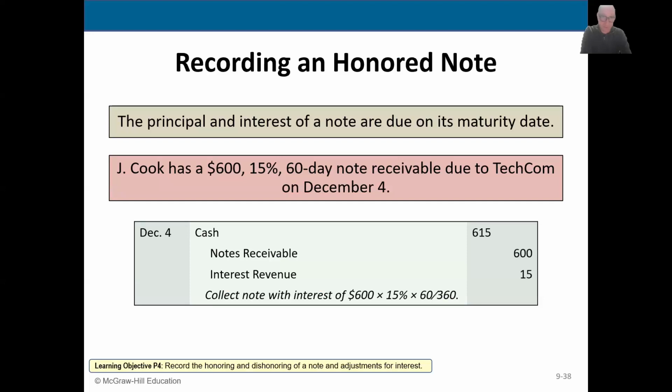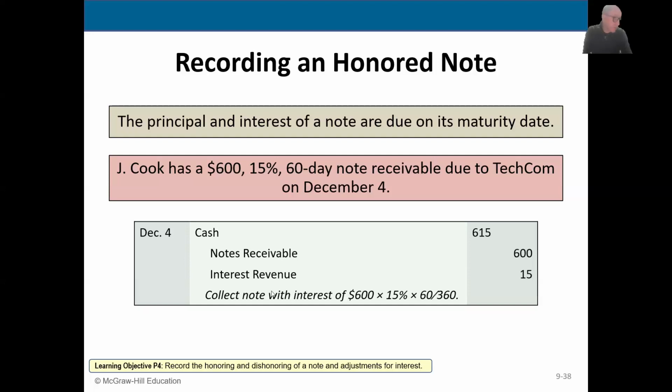I debit cash $615. Why $615? Because of interest, right? $600 times the 15%, or 0.15, times 60 over 360. You see? It equals $15. So we debit cash, $615. We credit note receivable, $600. And we credit interest revenue, by $15. We earn $15 of interest.